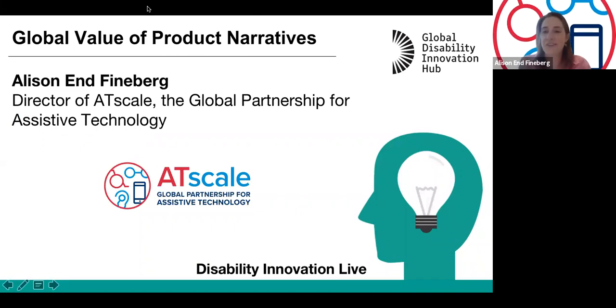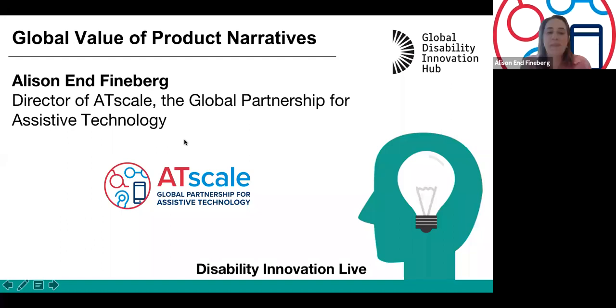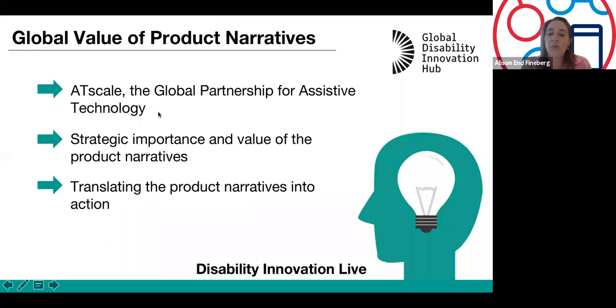Great, thank you so much for the introduction, Louise, and to GDI Hub for the opportunity to participate on behalf of ATscale today. ATscale, the Global Partnership for Assistive Technology, is a cross-sector partnership bringing together bilateral donors, UN organizations, disabled persons organizations, non-governmental organizations, governments of low and middle income countries to address the gap in access to affordable, appropriate, and quality assistive products and services, particularly for low and middle income countries, as we've heard about already. And as you heard, we have a number of our founding partners on this panel. So GDI Hub, CHI, and UNICEF are three of our 11 founding partners.